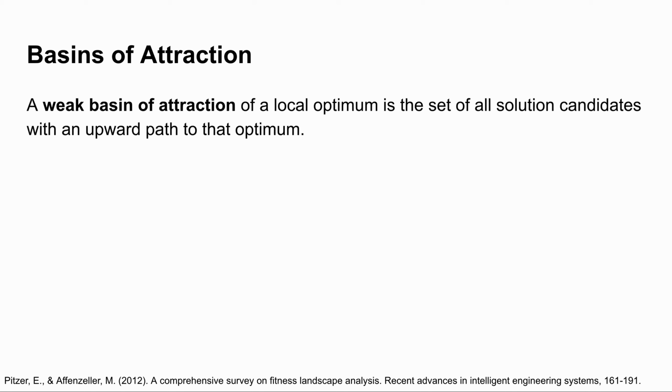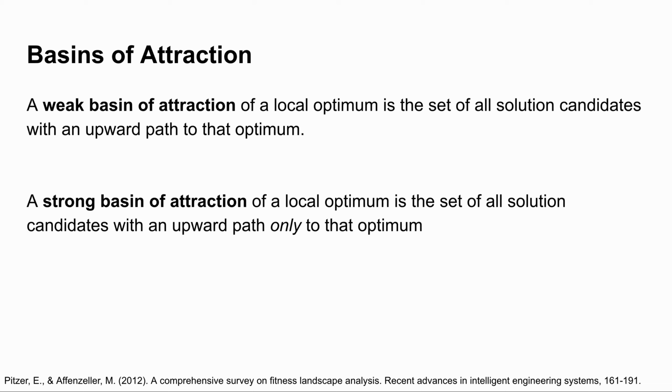Then a weak basin of attraction of a local optimum is the set of all solution candidates with an upward path to that optimum, and a strong basin of attraction of a local optimum is the set of all solution candidates with an upward path only to that optimum. In other words, a strong basin of attraction of a local optimum is everything in the weak basin of attraction that is not in any other weak basin of attraction.